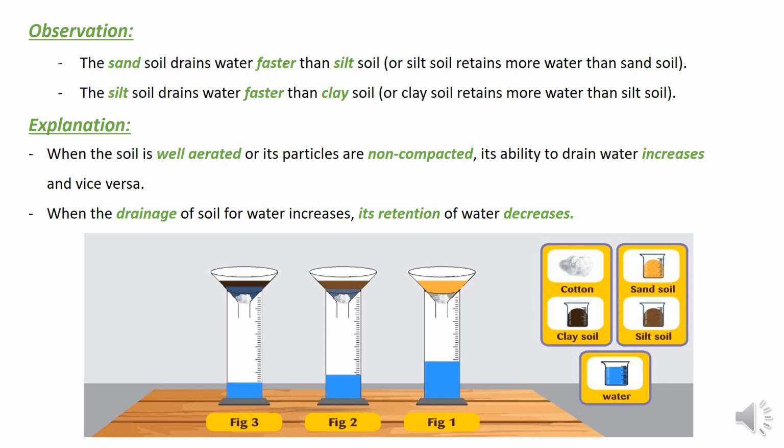Observation: the sand soil drains water faster than silt soil, or silt soil retains more water than sand soil. The silt soil drains water faster than clay soil, or clay soil retains more water than silt soil. Explanation: when the soil is well aerated or its particles are non-compacted, its ability to drain water increases, and vice versa. When the drainage of soil for water increases, its retention of water decreases.